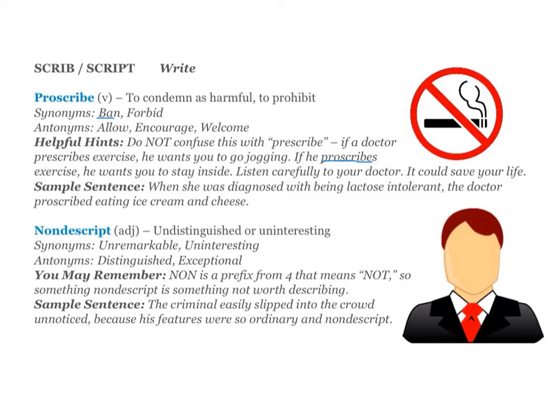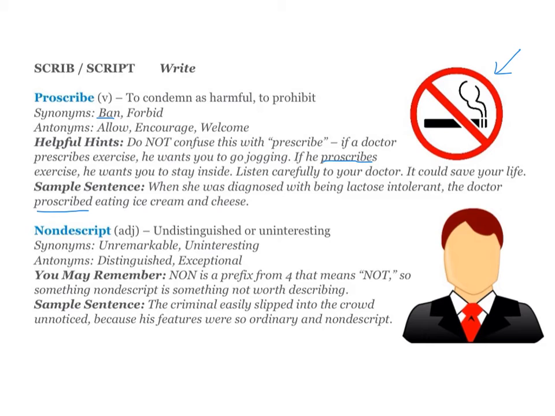Your sample sentence is, when she was diagnosed with being lactose intolerant, the doctor proscribed eating ice cream and cheese. So forbid her from eating ice cream and cheese. And this picture over here is a no smoking sign, so it indicates that smoking is proscribed in that area.